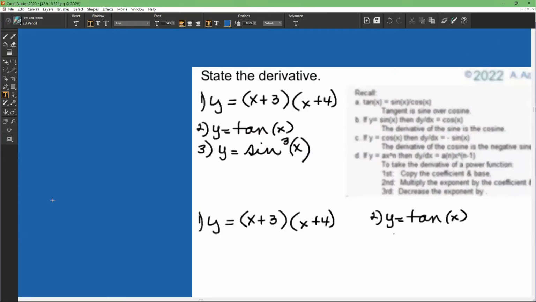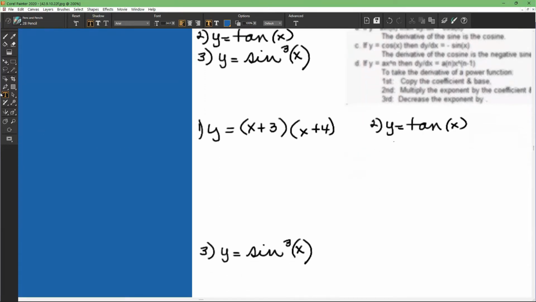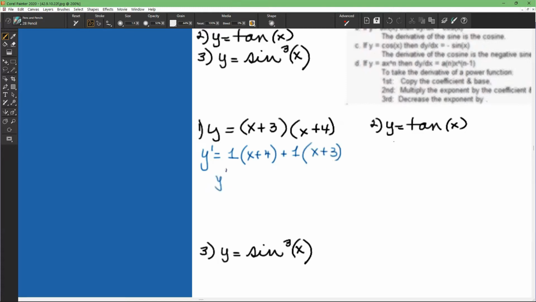Three problems. We're going to do one of each kind. Here's the product, here's a quotient, and here's a composition. Let's sing the derivative. The derivative of the first times the second plus the derivative of the second times the first. Done. Of course, you could expand it and do it that way, but just an example.